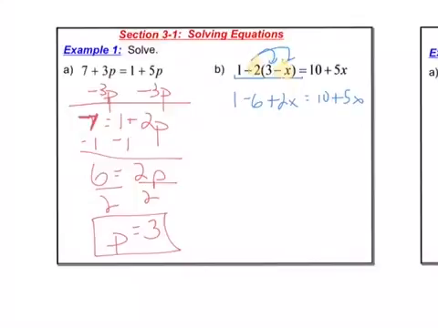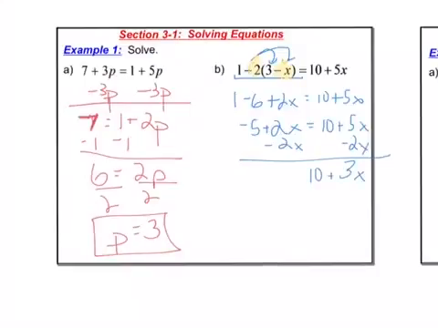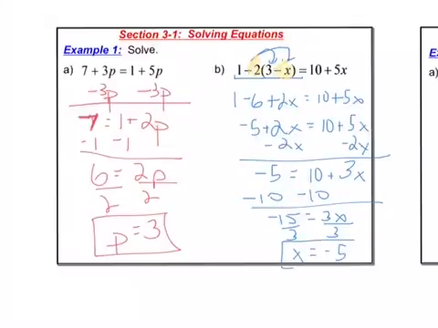So I'm going to combine my like terms, 1 minus 6, so negative 5 plus 2x equals 10 plus 5x. Once again, I'm going to move the variables this way, just so I get a positive coefficient on x, just going to make life easier and hopefully cut down on any mistakes I'll make messing around with signs. Then I'm going to subtract 10 from both sides, so negative 15 equals 3x, then divide by 3, so x is equal to negative 5.